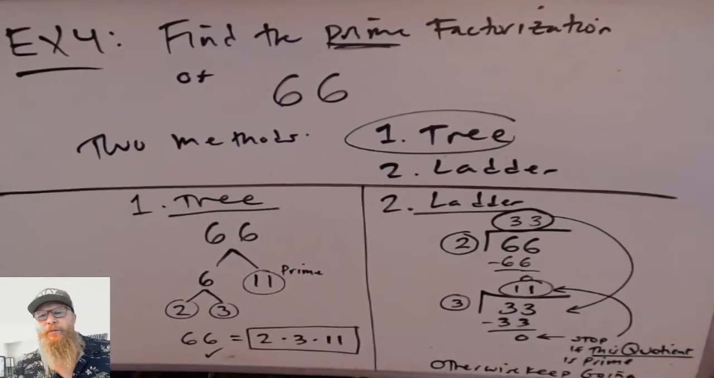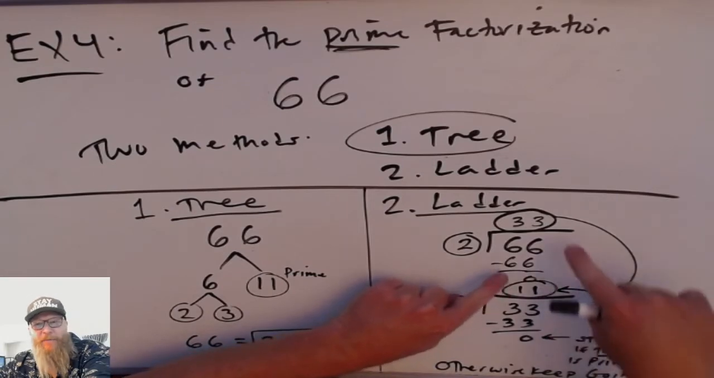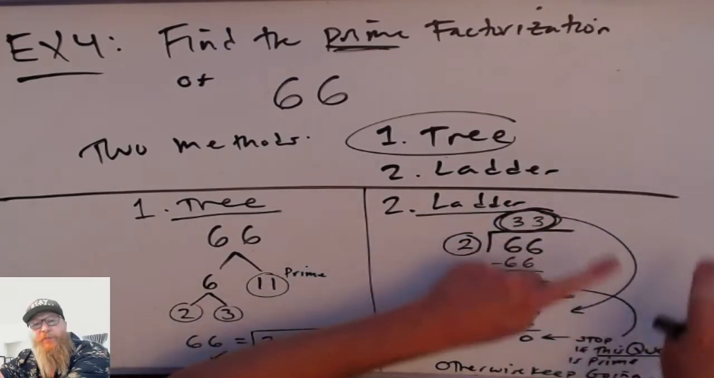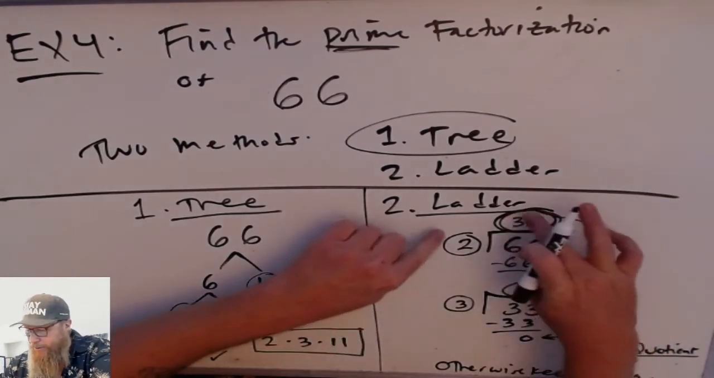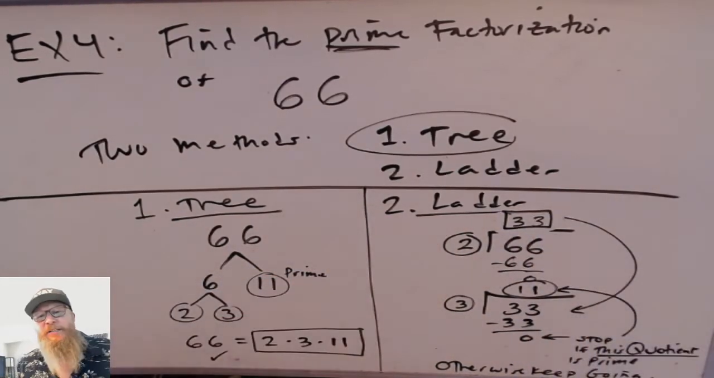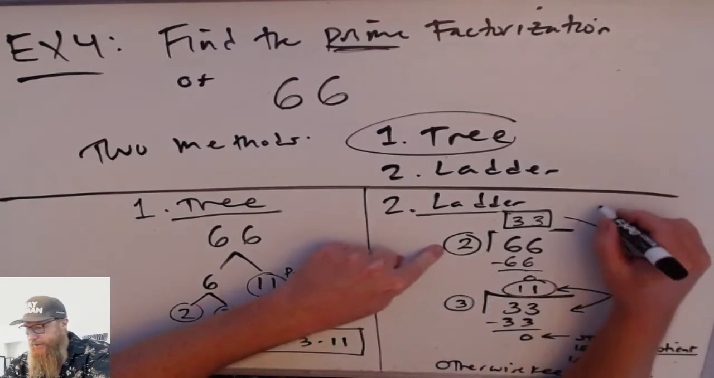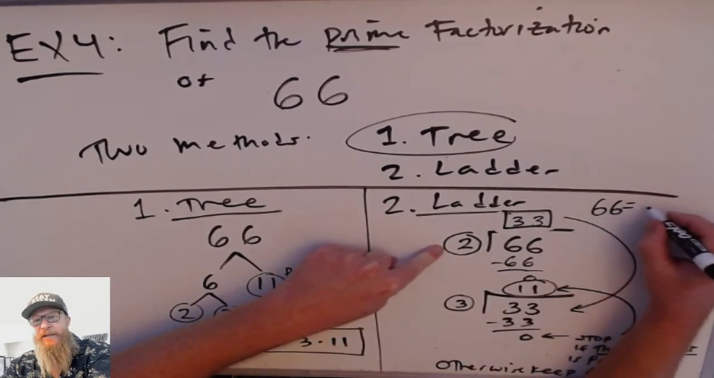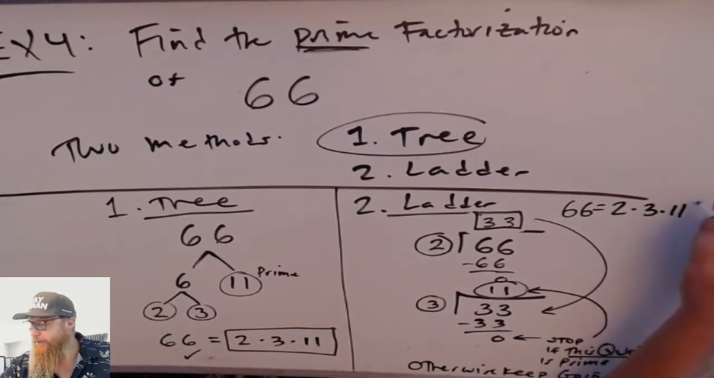So in other words, if 11 was not prime, then I would do exactly what I did with the 33. I'd bring it down, it would become the next divisor, and I would do it all over again, okay? I probably shouldn't have circled the 33 because that's not prime. So you can use some other symbol besides a circle. You only want to circle the primes, and so you get 66 is 2 times 3 times 11. It's exactly the same answer.